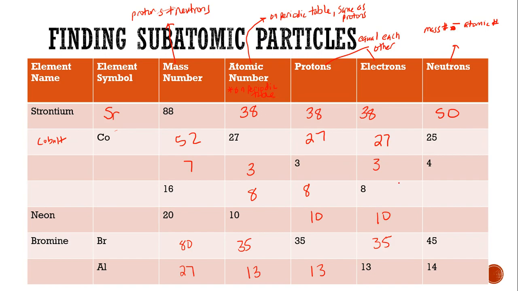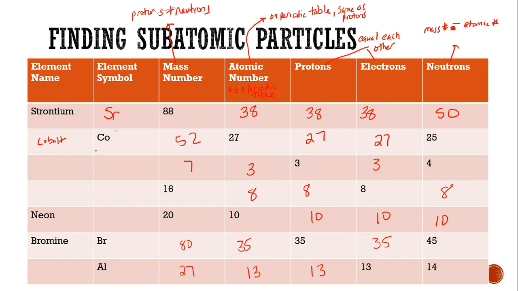And that brings us over here. Well, what about my neutrons? Remember, we put up here neutrons, mass number minus atomic number. So if my mass number was 16, my atomic number was 8, 16 minus 8 should give me 8 neutrons. Here, mass number was 20, atomic number was 10, 20 minus 10 gives me 10.